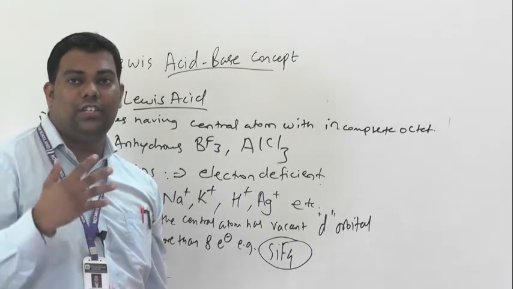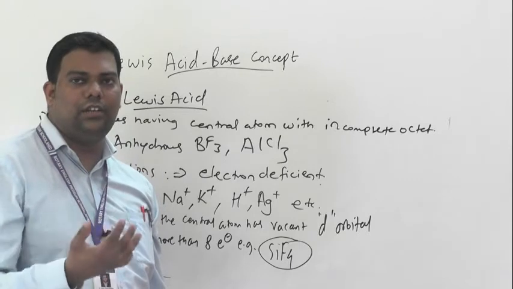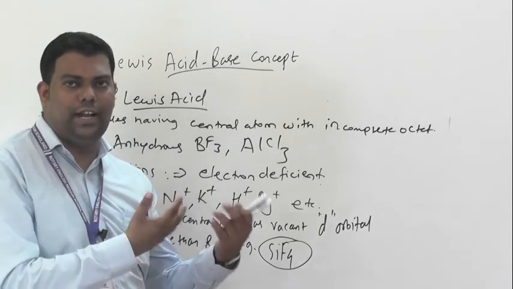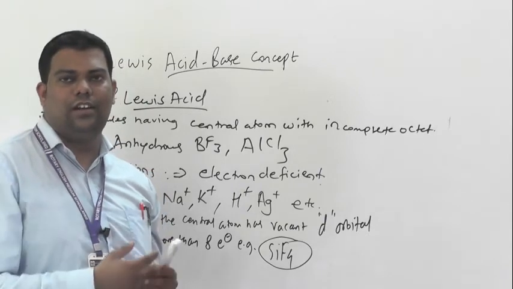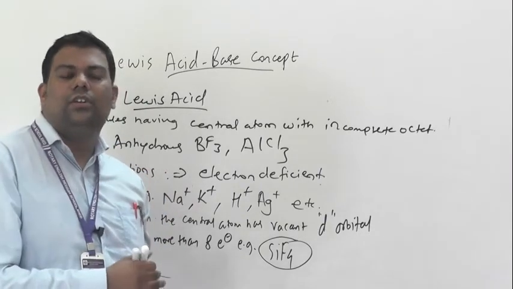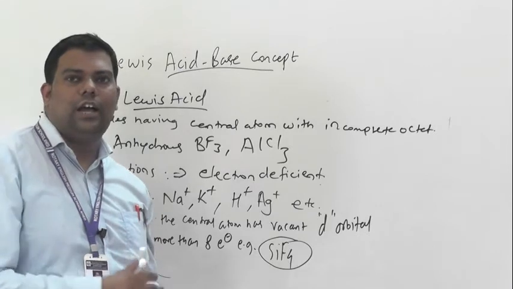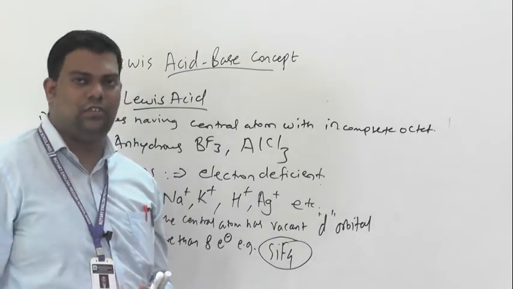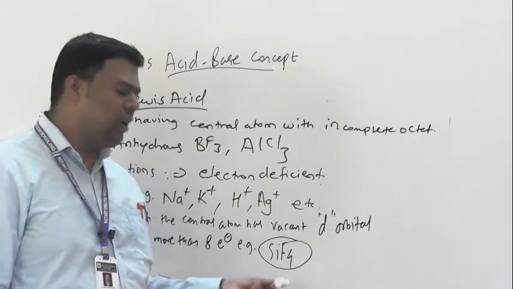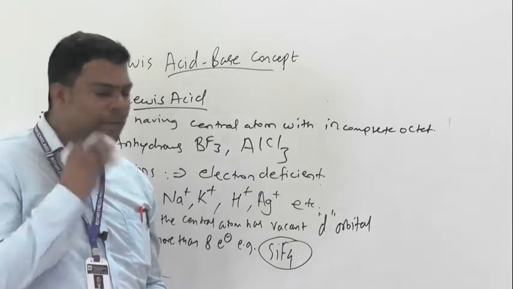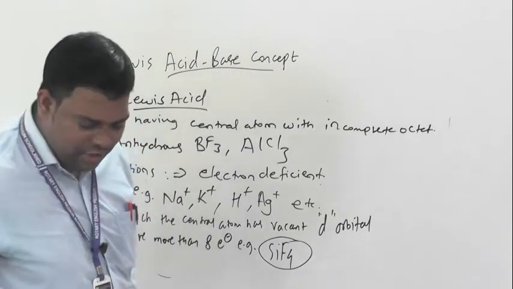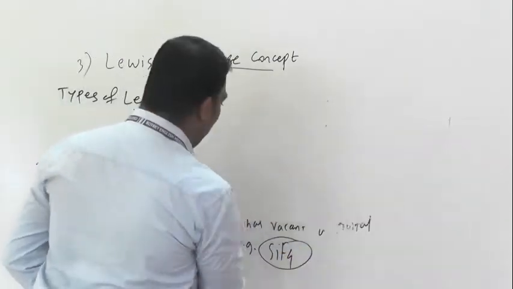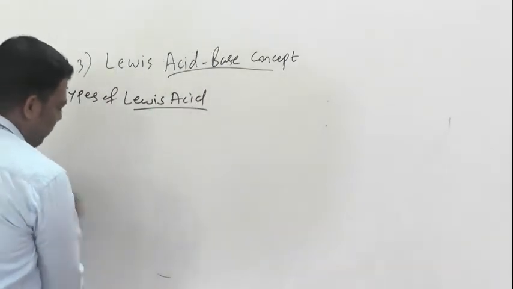That vacant d orbital in our structure of atom comes with a higher advanced theory. In 1s2, 2s2, we can say in 9th standard, you may go through that video, I already submitted it and added it in the playlist, 9th chemistry, and you can ask your doubts also. So suppose you are elaborating this, in the types of Lewis acid, SiF4.